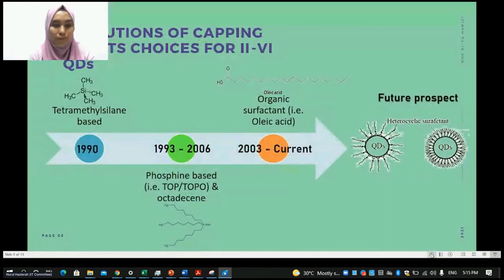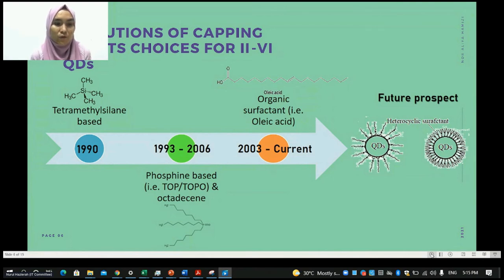Now, let's look at the evolution of surfactant use in the synthesis of colloidal II-VI quantum dots. In the early 1990s, scientists reported using trimethylsilyl, TMS, based surfactant to produce colloidal cadmium selenide quantum dots in a complex organometallic method, where cross-cut redox reactions using complex chemical structure precursors needed to be employed.